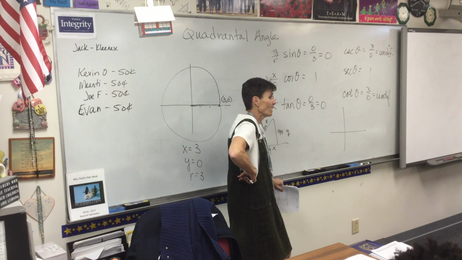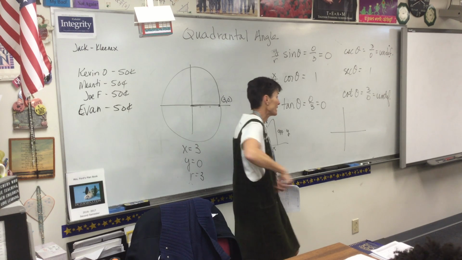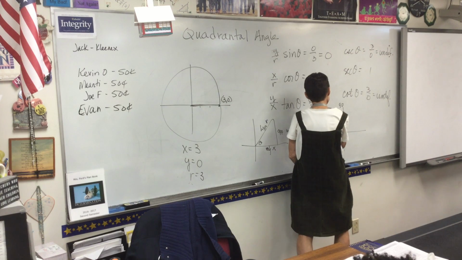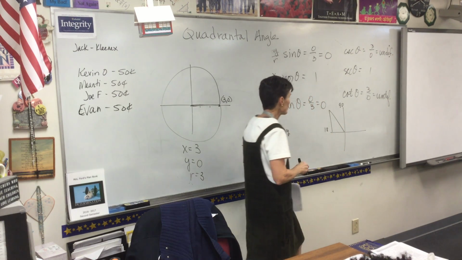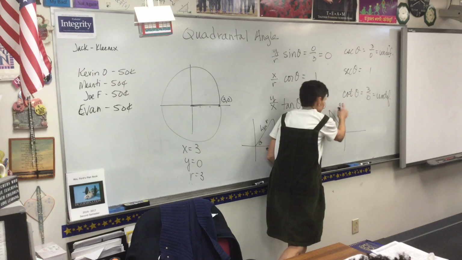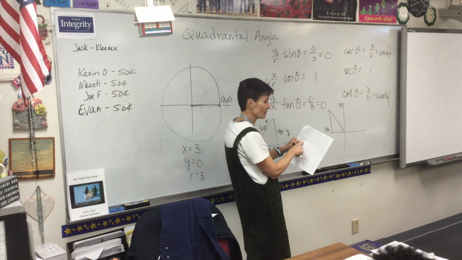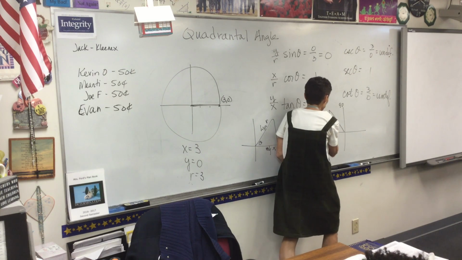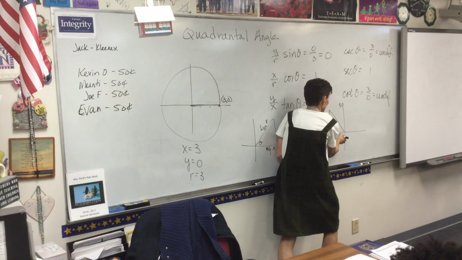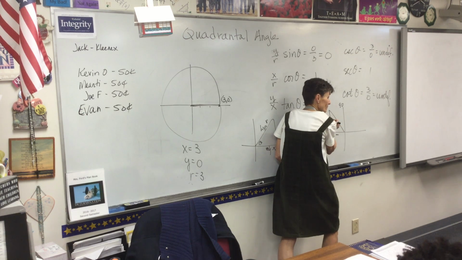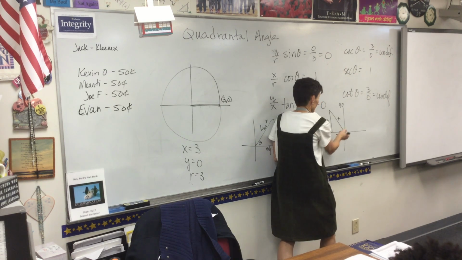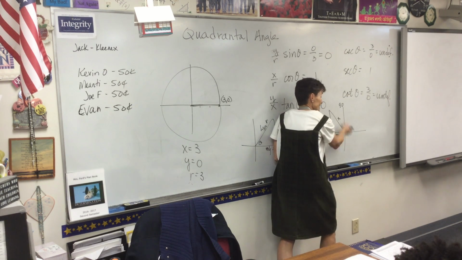What's pi over 2? How many degrees? 90. So here's 90 and 180. So you have an angle over here between 90 and 180. That's what it says in the problem. I have no idea how long these sides are, but I know this one's negative, this one's positive, and this one's positive. Left, up, always positive.